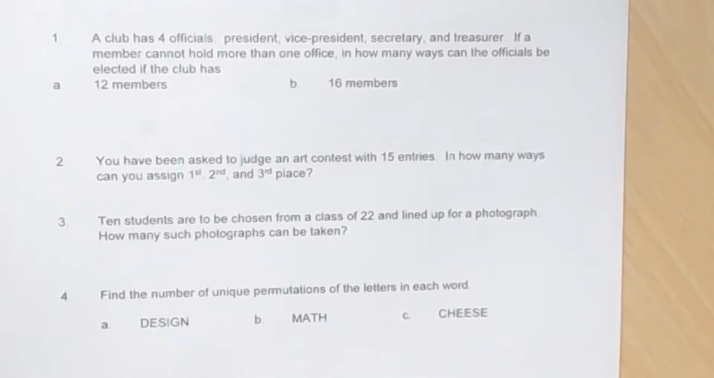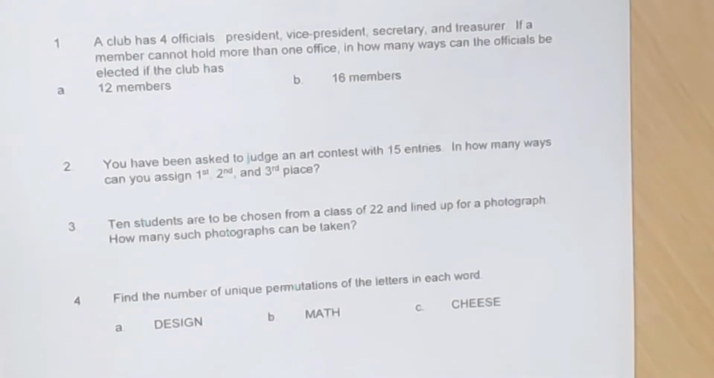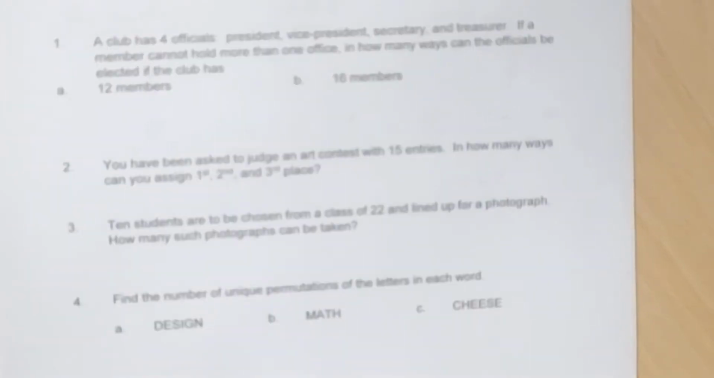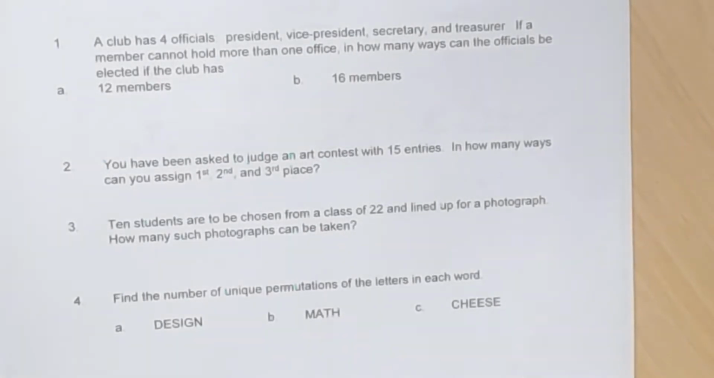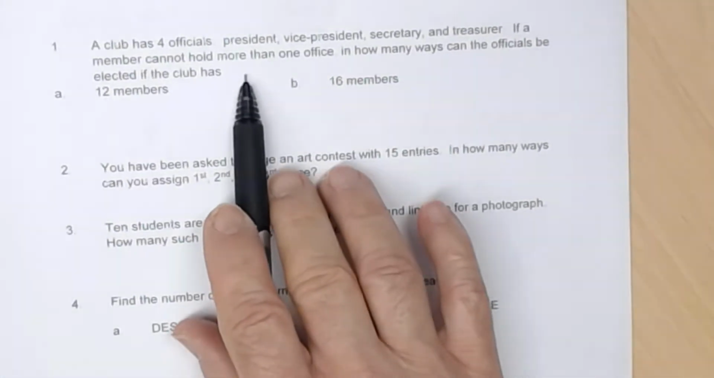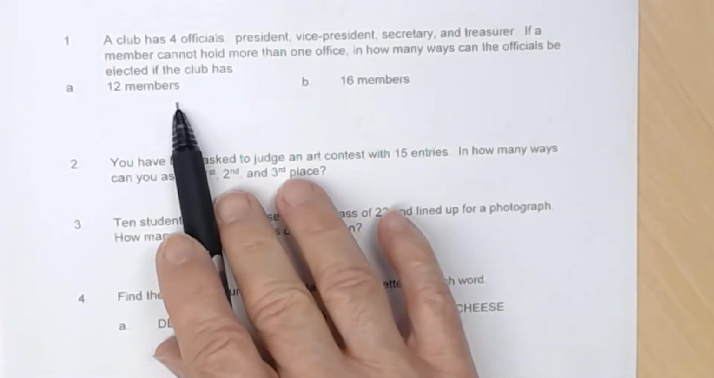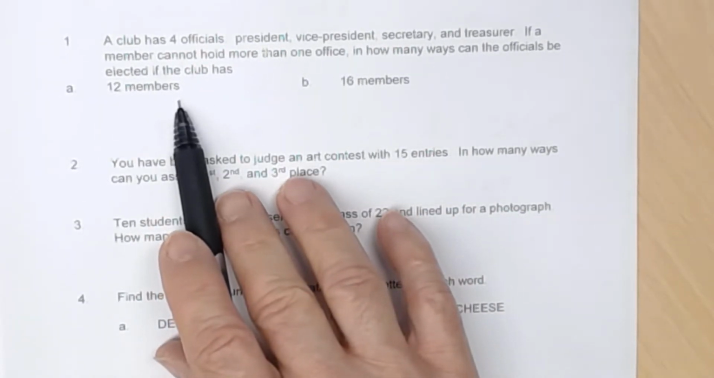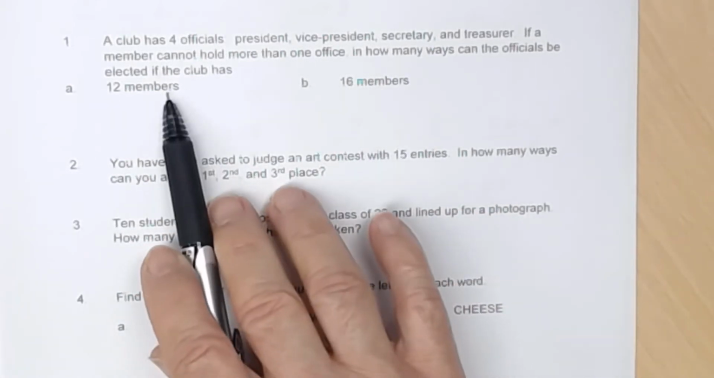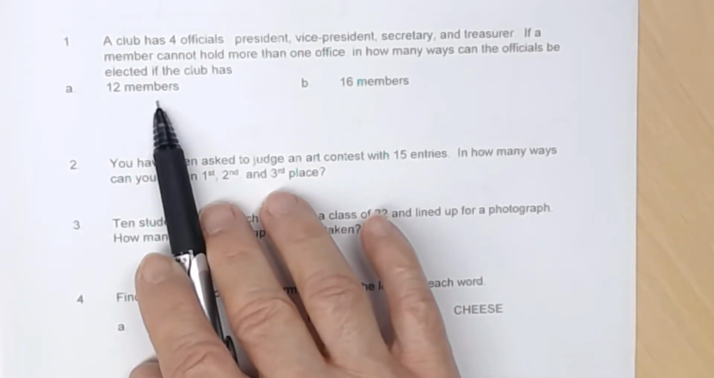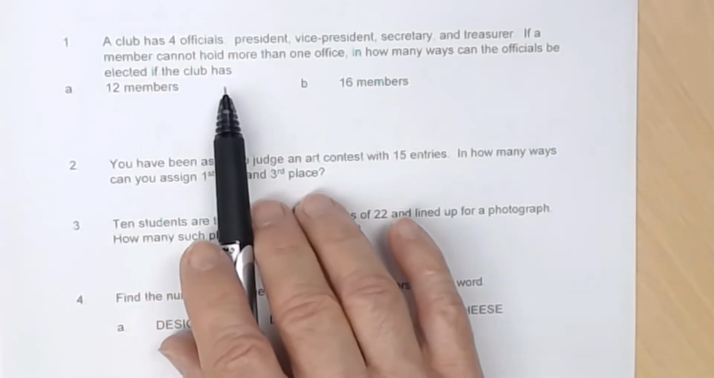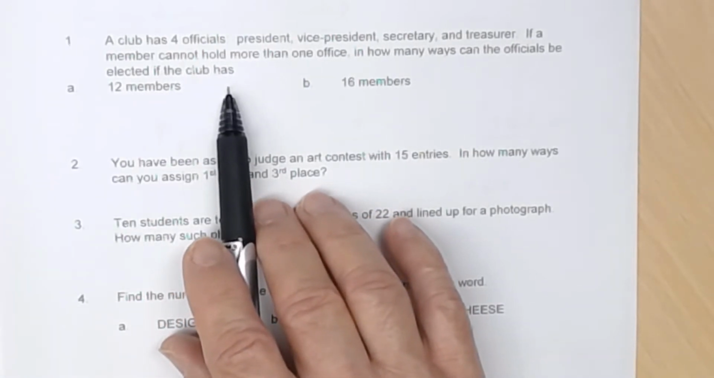Okay. All right, so you're told in number 1 that a club has 4 officials: president, vice president, secretary, and treasurer. Each member cannot hold more than one office, and there are 12 members in this club. So the question is, in how many ways can the officials be elected if the club has 12 members? Again, order does matter here because you have president, vice president, secretary, and treasurer.